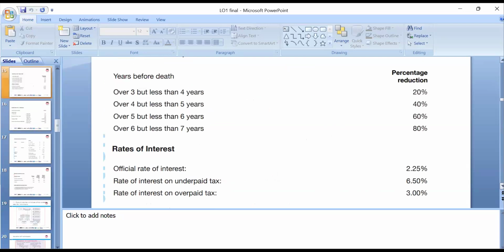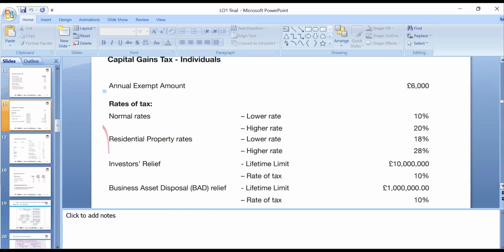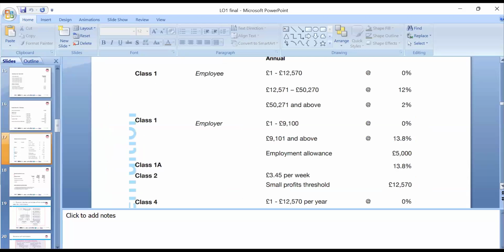Then the late penalties. Capital gains tax: the normal rate is 10% and the higher rate 20%; for residential properties it is 18% and 28% for higher rate. We can look at these, and bad debt relief and NI contributions. For class 1, the threshold is 12,570, and if you are earning more than 9,000, the employer rate is 13.8%. The employer allowance is 5%, which we can look at for employers and employees.